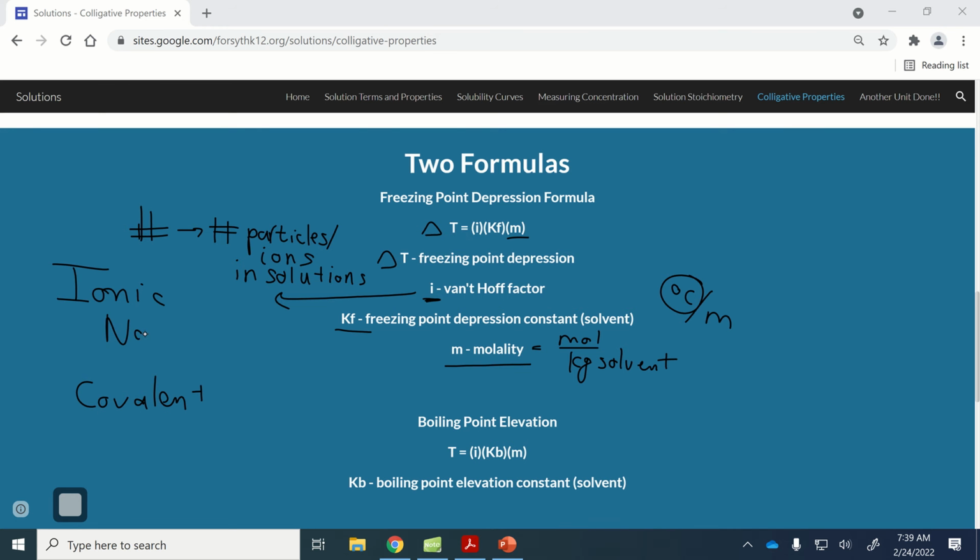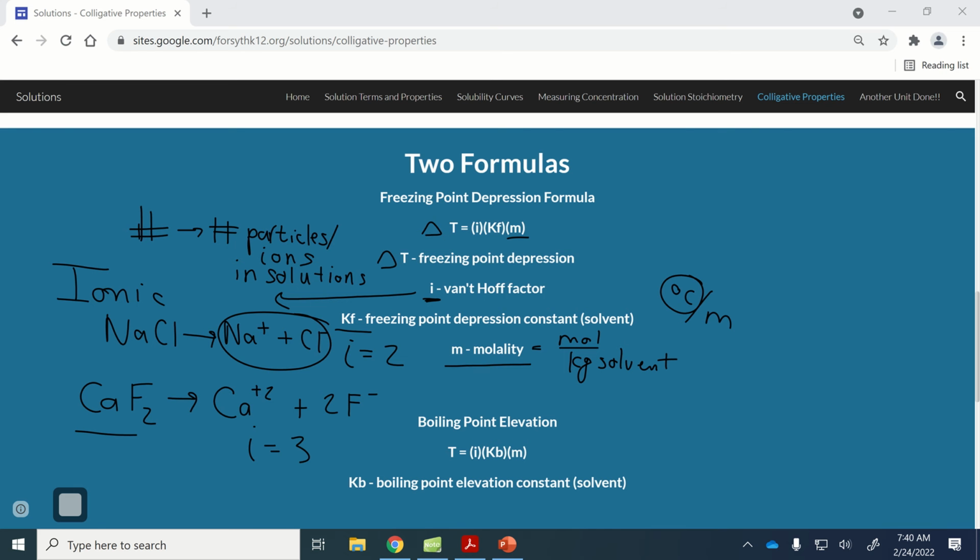So if I'm talking about NaCl, when I put NaCl into solution, it becomes Na+ and Cl-. So how many particles are there in solution when I dissolve sodium chloride? There are 2. So i would equal 2 for sodium chloride. If I had something like CaF2, calcium fluoride, well, this would create Ca2+ and 2 F-. So how many particles would be dissolved if I dissolve calcium fluoride? That would be i equals 3.